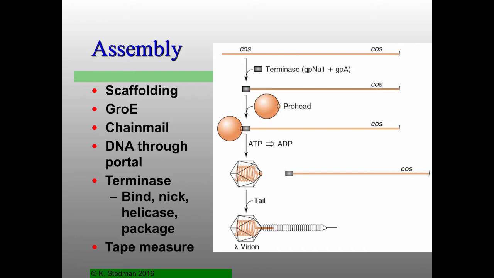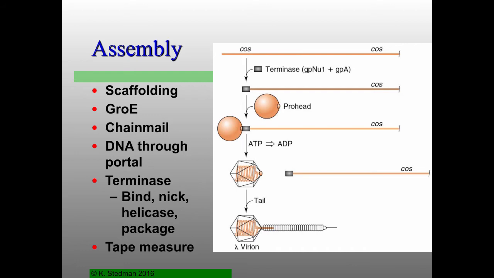You can either do headful packaging, which I talked about for T4. It's important for micro, not for here, but at least for lambda, you tear at every single one of those sheets. And that tearing process is the terminase protein. And then you take that sheet and stuff it into the head. So that, I thought, was a useful thing to talk about there.